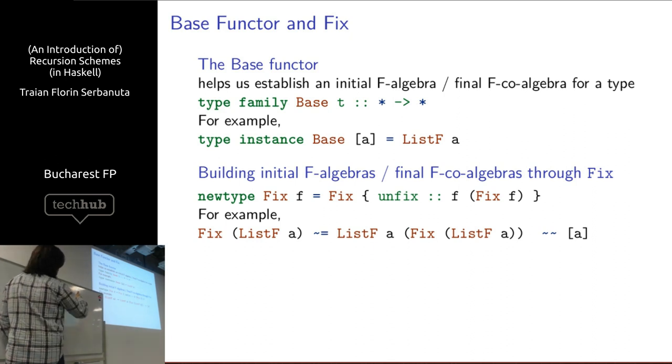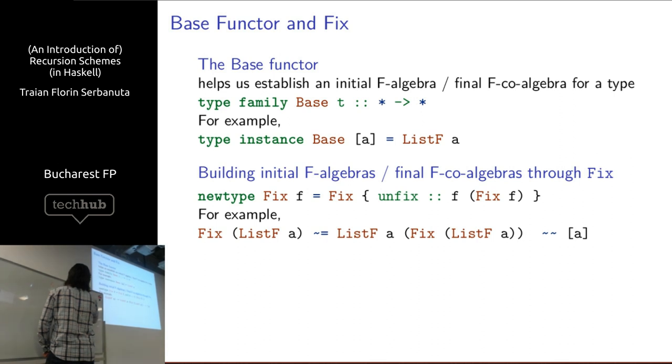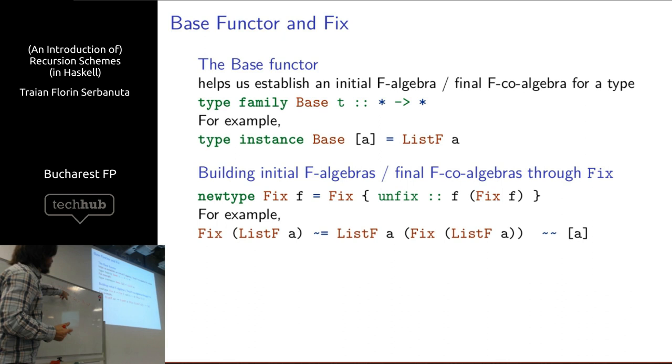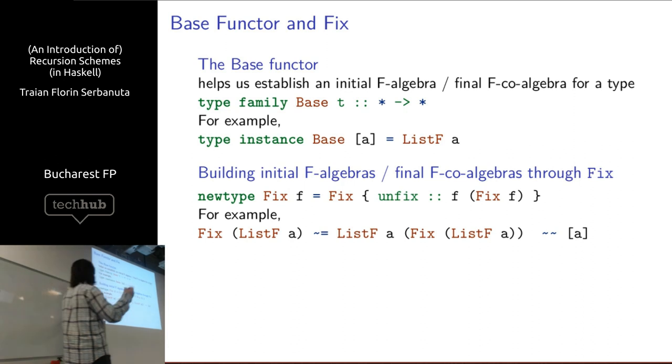It's ListF of A applied to Fix of ListF of A, which, if we write it, would be either nil or the cons of A and Fix of ListF of A. If you think of this as a type MyList, you'll see that this is exactly the recursive definition of lists. So that's what Fix does. Fix takes a functor, which is open-ended in some sense and gives you the general type of list-like, tree-like, F-like structures, and builds you the type of terms, which is also the initial algebra for that functor, or the final coalgebra, if you want.